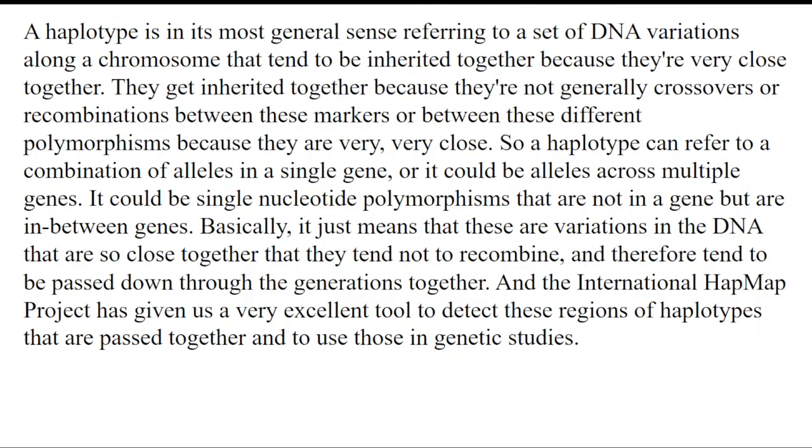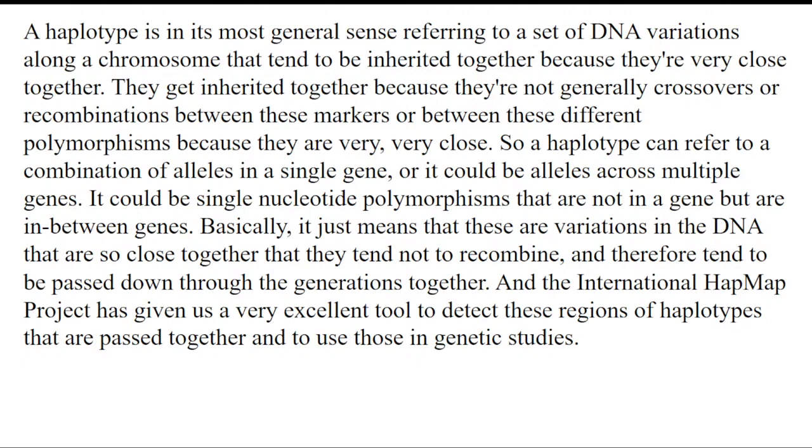A haplotype is in its most general sense referring to a set of DNA variations along a chromosome that tend to be inherited together because they are very close together. They get inherited together because there are no crossovers or recombination between these markers or between these different polymorphisms, because they are very, very close.